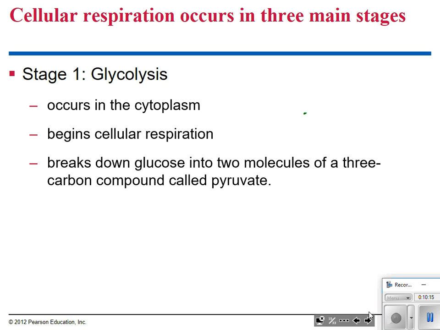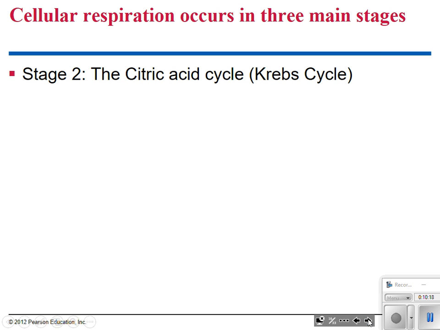Stage number 2 is the citric acid cycle, also known as the Krebs cycle. This takes place in the mitochondria. We talked yesterday about the mitochondria. We reviewed the mitochondria. Okay, you should remember that. So it takes place in the mitochondria.